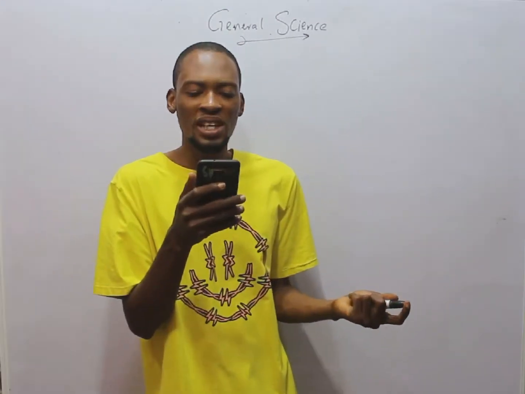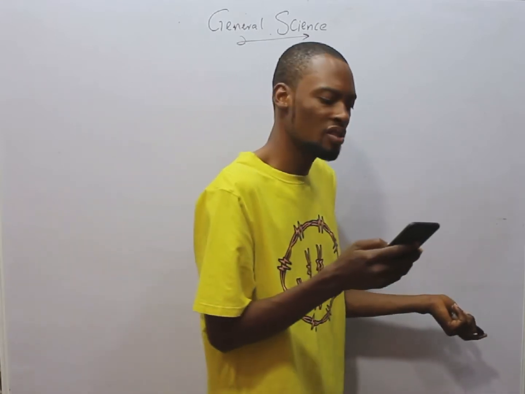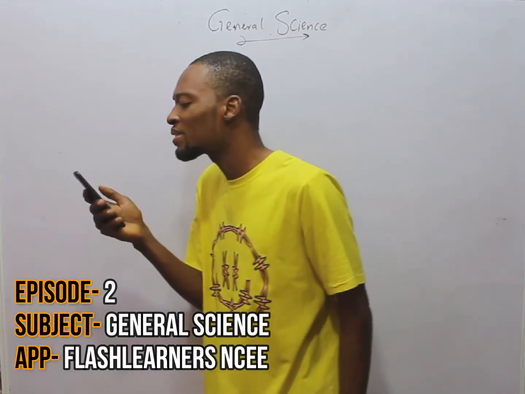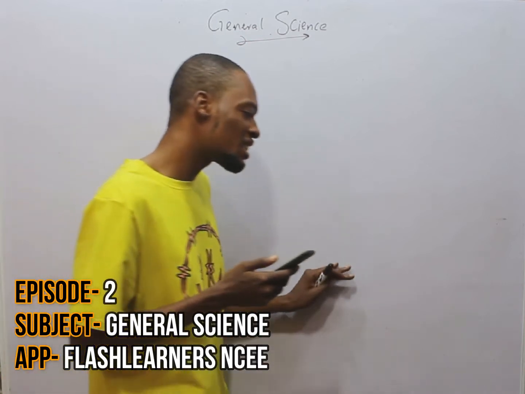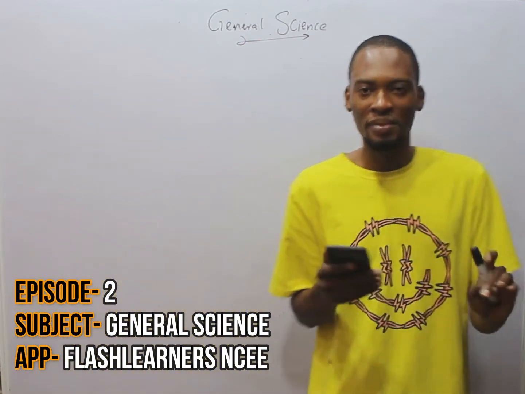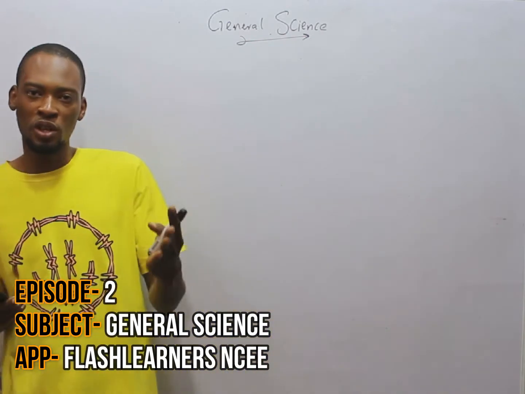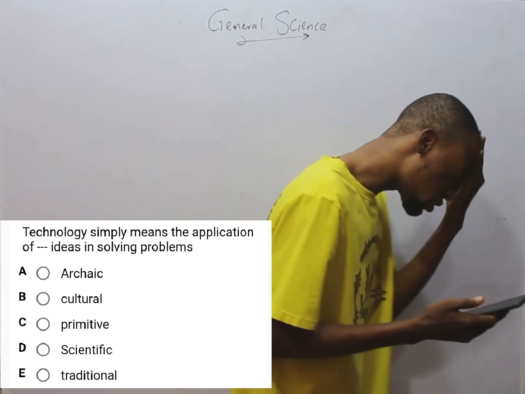A swimming competition usually takes place in the dash. Where else, if not pool? Pool is correct. Technology simply means the application of scientific ideas in solving problems. When you apply scientific ideas to solve problems, you are referred to as a tech guy, or you are into the tech world. Science is knowledge obtained from observation of things.